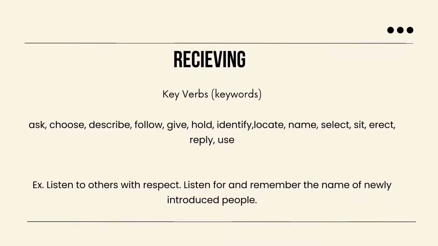For example, the learners listen to others with respect, and listen for and remember the names of newly introduced people. We can use these illustrative verbs in creating our learning outcomes under the affective domain at the receiving level, such as ask, choose, describe, follow, give, hold, identify, locate, name, select, sit, erect, reply, and use.